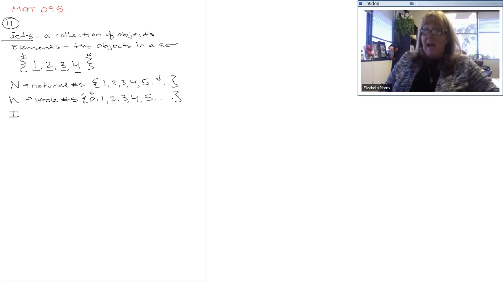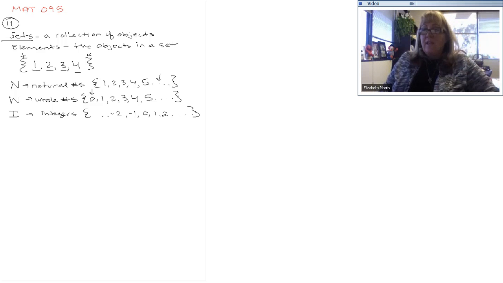Now we can have I, which are integers, and look at what that adds. -2, -1, 0, 1, 2. Okay, so the difference between integers and natural and whole is, okay, I still have my 0, my 1, my 2 going on, but now I add the negatives. But notice they're whole. They're not a fraction or a decimal.